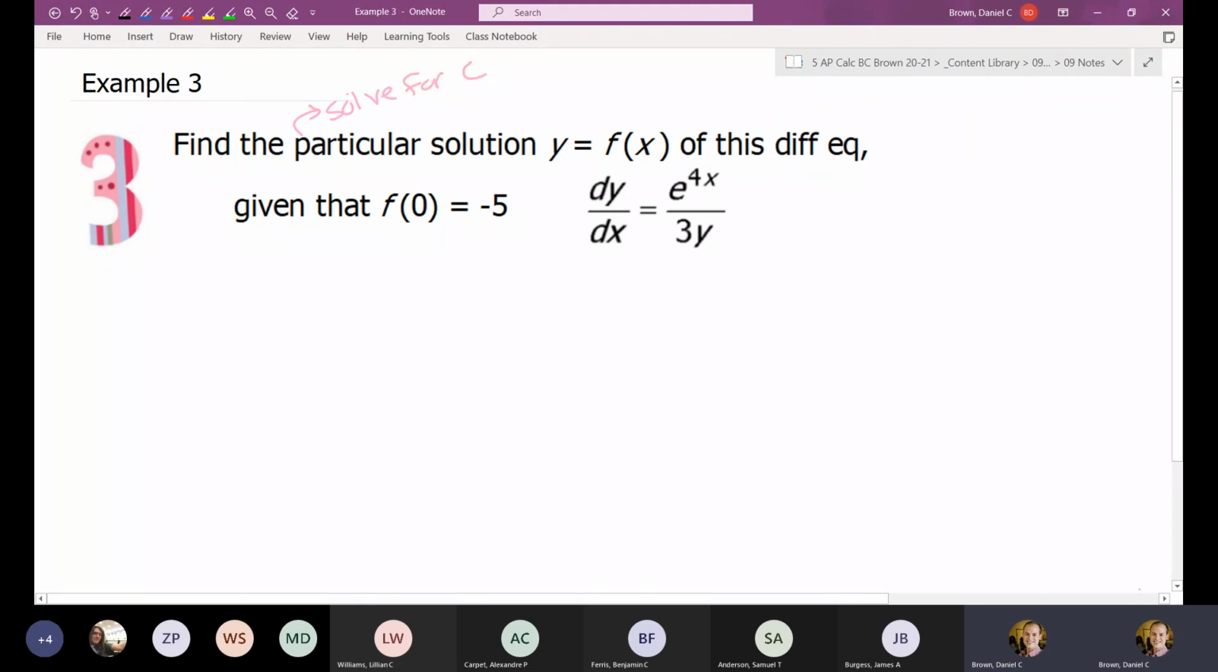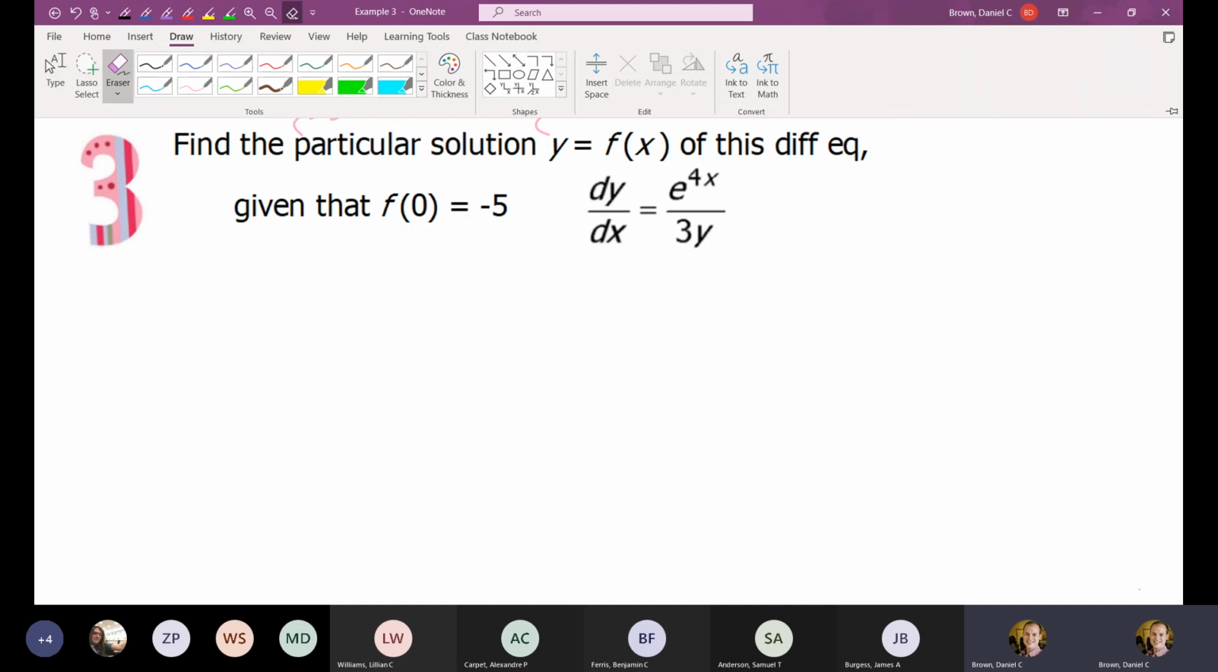This part right here, y equals f of x, tells us that our final answer is going to have to be solved for y, and it is going to have to be a function.